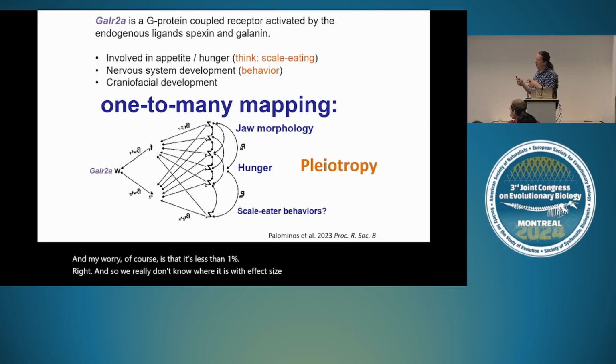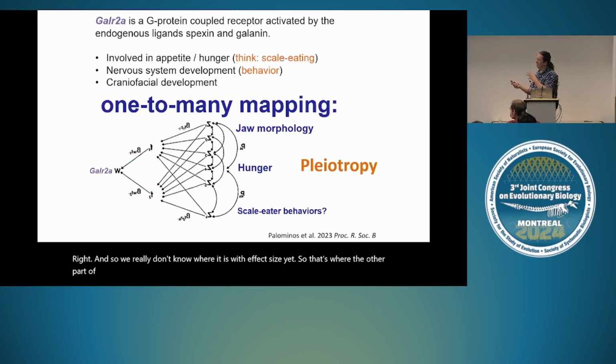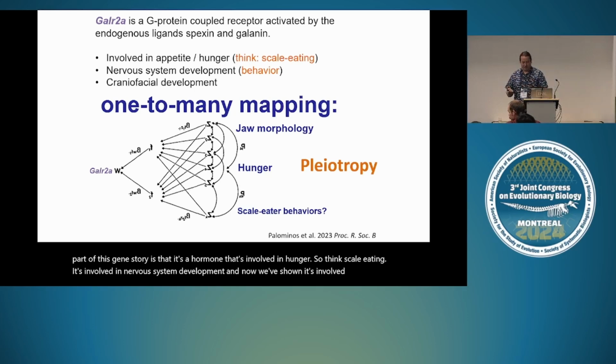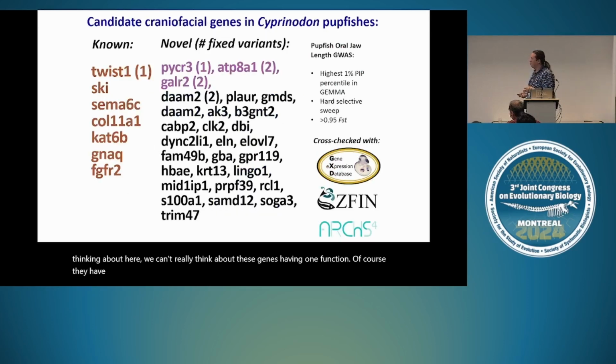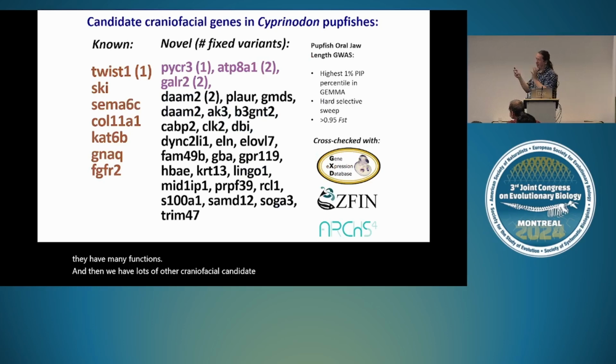So that's where the other part of this gene story is that it's a hormone that's involved in hunger, so think scale eating. It's involved in nervous system development. And now we've shown it's involved in craniofacial development, right? So this is one-to-many mapping, pleiotropy. But lots of what we're thinking about here, we can't really think about these genes having one function. Of course, they have many functions. And then we have lots of other craniofacial candidate genes to go after now in this system.